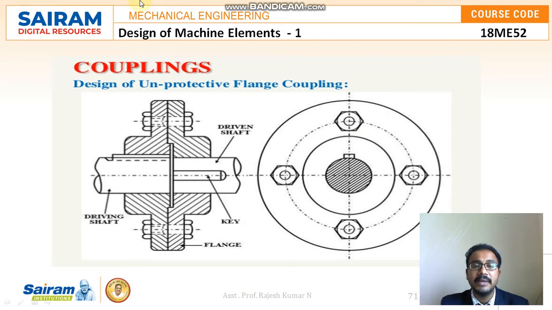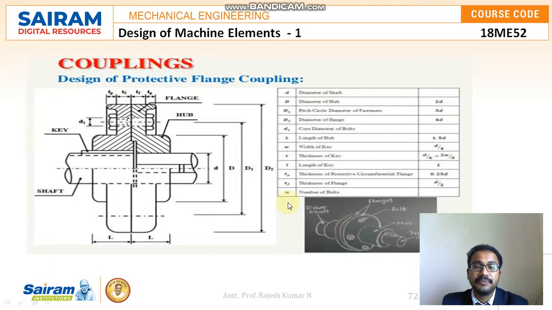Then, moving to the second type, design of an unprotected flange coupling. We can see the side view and the front view, where two flanges have been coupled together with the help of a key. This is a driven shaft and this is a driving shaft, where the shaft dimensions are different. Even in this view we can see the key, the shaft projections, and even the bolts and screws which they have used, in this particular sketch.